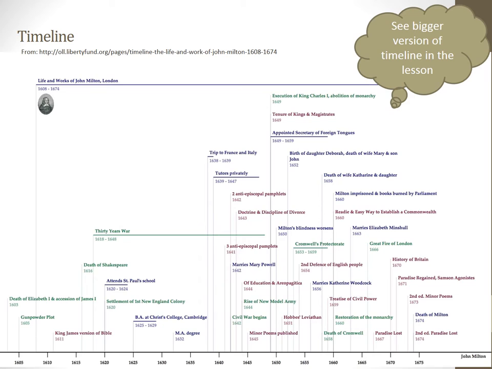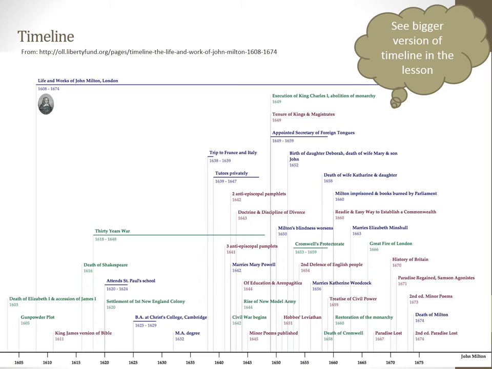I know this is really tiny and hard to see, but here's a brief overview. The dark blue indicates things that Milton was doing during these times. After Henry VIII, there was Wyatt, then Queen Elizabeth, and during her reign there was Shakespeare. After Queen Elizabeth, James I came to power, and during his reign there was the Gunpowder Plot and the King James Version of the Bible.